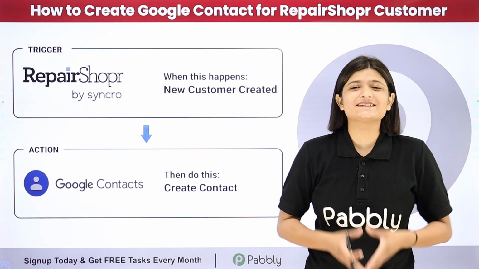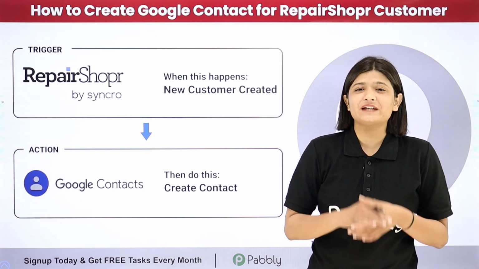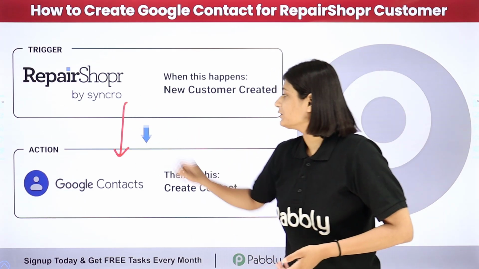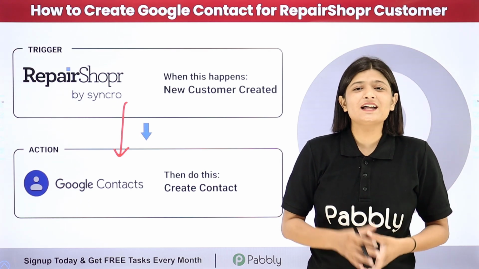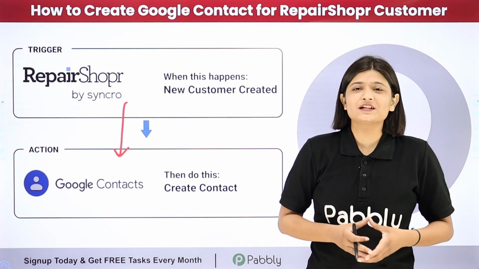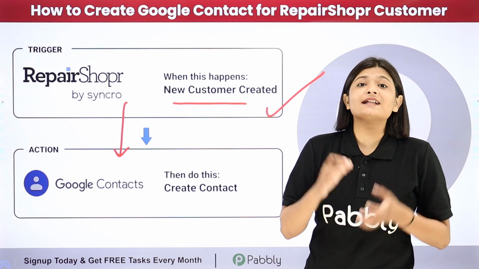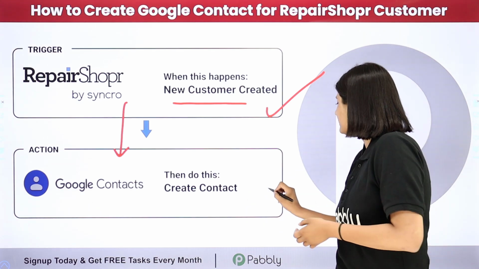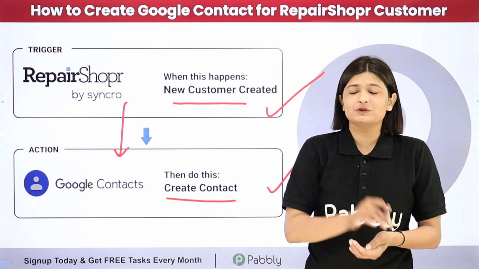Pabbly Connect is an amazing automation and integration software which requires no coding or programming skills. Here I just need to build a connection between RepairShopr and Google Contacts. Pabbly Connect runs on two principles, which are trigger and action. Here as my trigger application, I will take RepairShopr, where the new customer will be created and this complete workflow will get triggered. And in my action application, I will take Google Contacts, where the contact will be created as soon as the customer is created.